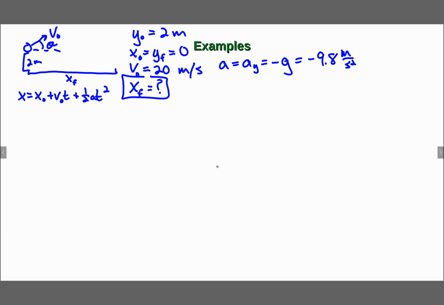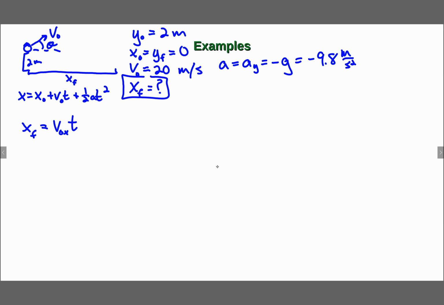In the x direction, we have x final equals v naught x times t. X naught is 0, and acceleration in the x direction is 0. So this is good. This is just like when we did it for Cool James throwing, where the launch height, the initial height, and the final height were the same.